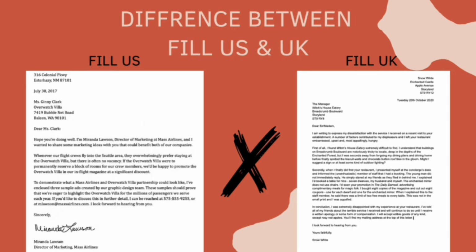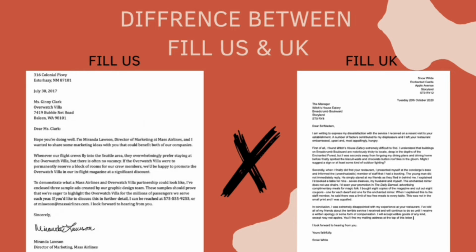I suggest a sign or at least some kind of outdoor lighting. Secondly, when I finally did find your restaurant, I presented myself at the concierge desk and informed the member of staff I had a booking. The young man did not immediately reply. He simply stared at my friend as they fell in behind me. I explained I did book a table for seven dwarfs, my husband and myself. The chain mirror does not use chairs. I did see your promotion in the Daily Damsel advertising.